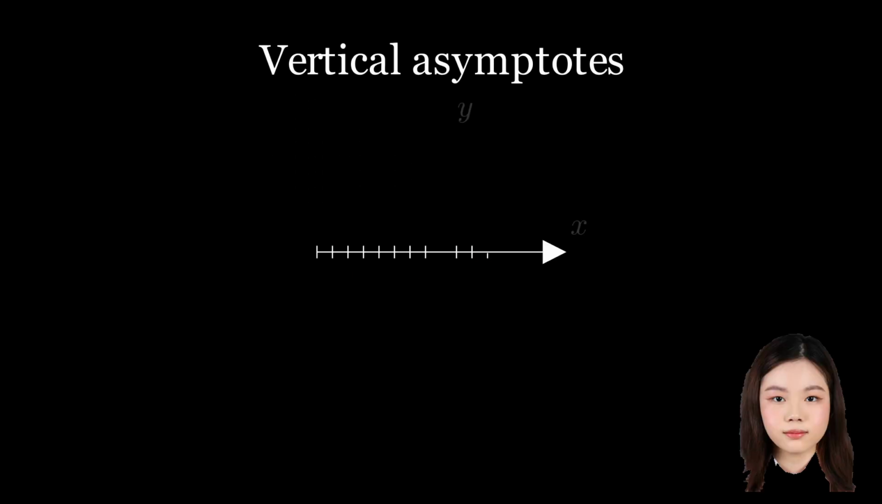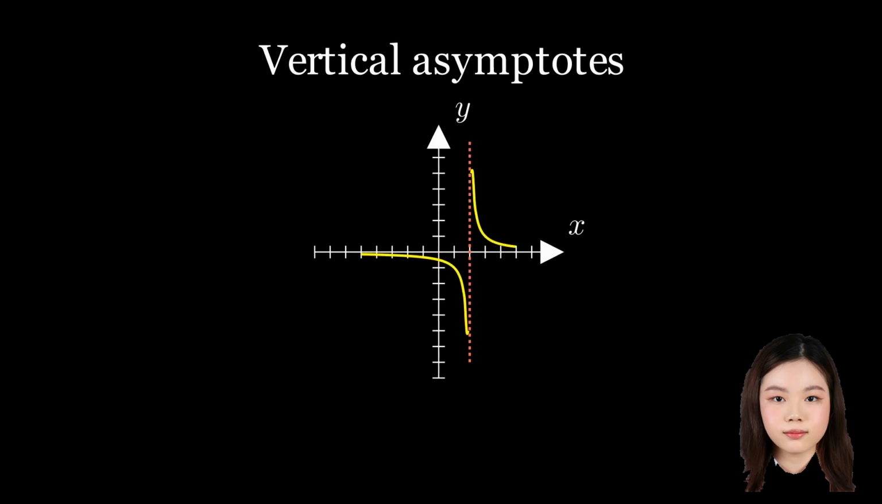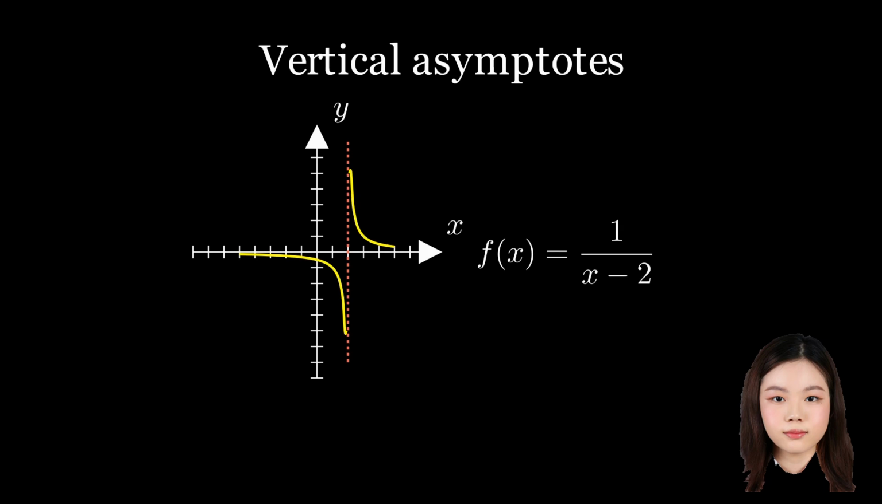Before we move on, let me quickly point out what vertical and horizontal asymptotes are. Let's start with the vertical asymptote. It occurs at a value of x where the function is undefined and grows without bound. For example, in f(x) equals 1 over x minus 2, the function is undefined at x equals 2. As x approaches 2 from the left, f(x) approaches negative infinity, and from the right, f(x) approaches infinity. So, x equals 2 is a vertical asymptote.